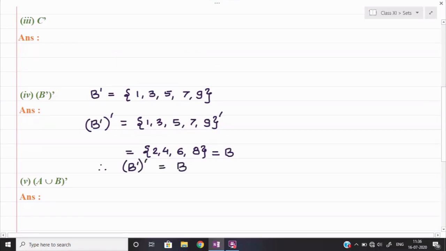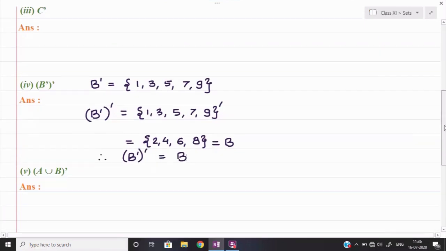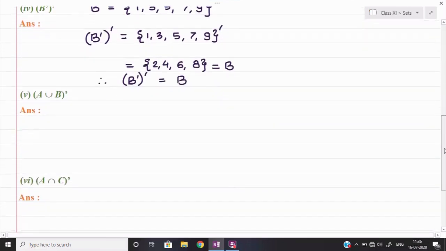Now similarly part number 5 is given to us: (A ∪ B)'. Okay. So to find out (A ∪ B)', first we shall find out the value of A ∪ B. Directly dash we cannot find out, and as you applied in the lower classes the BODMAS rule, here also we can apply the BODMAS rule. Means we shall simplify the bracket, then we shall go to the term given outside the bracket. So here bracket is applicable on A ∪ B. So first I will find out the value of A ∪ B.